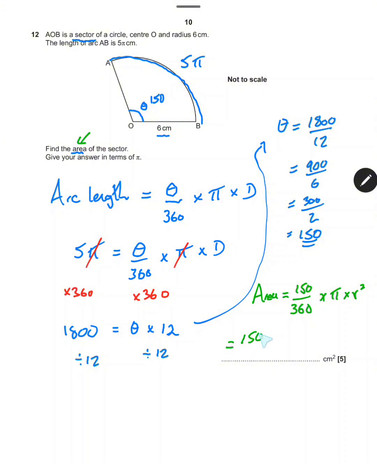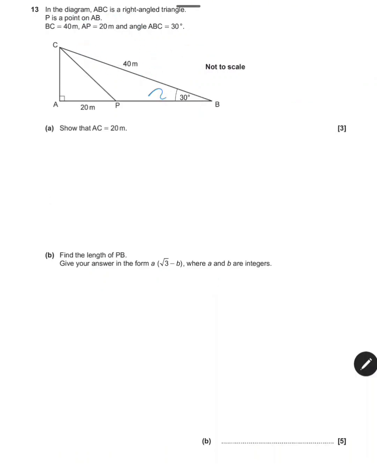So we're going to get 150 over 360 times 36 pi, just because the radius is 6 and 6 sixes are 36. This will simplify to 15 over 36. If we look here, I'm timesing by 36 and dividing by 36, so that will also cancel itself out. And what we're going to get is 15 pi.